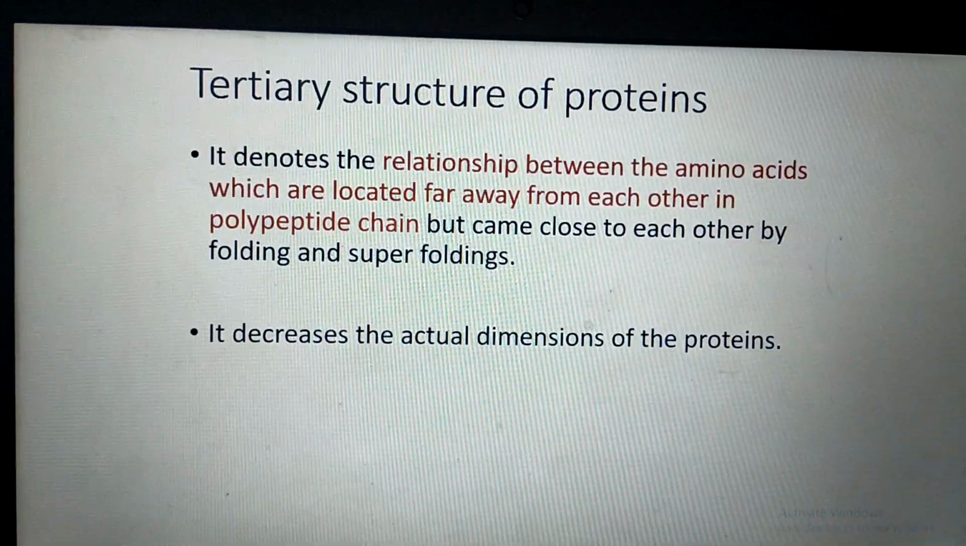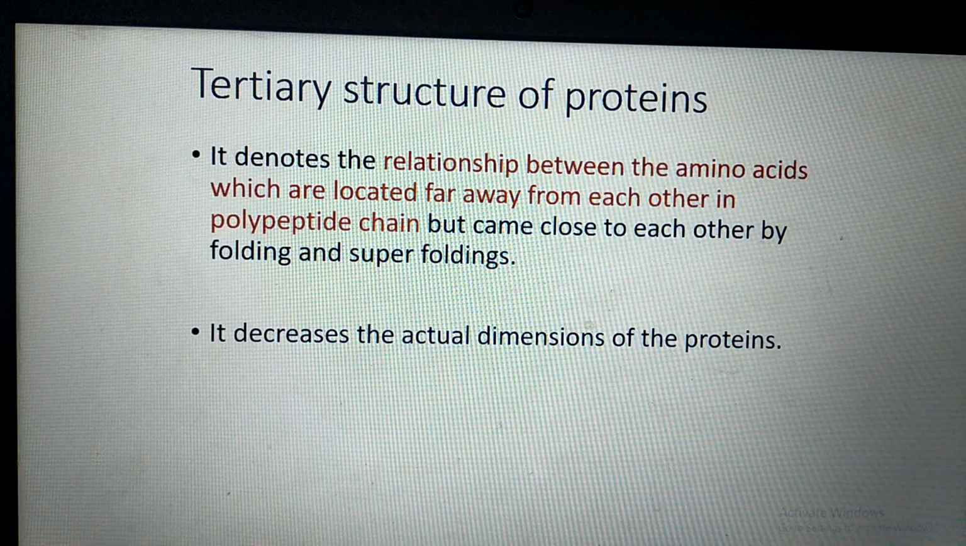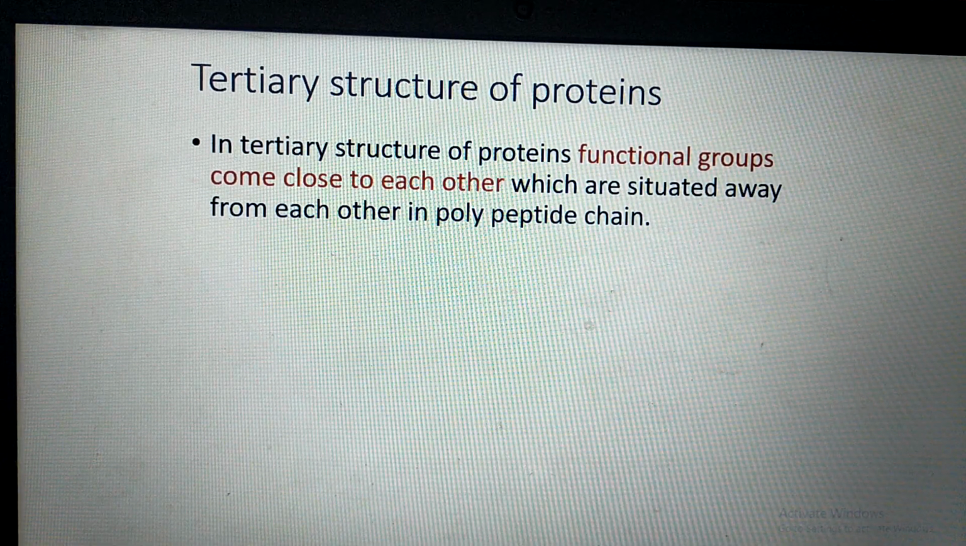Now by definition, tertiary structure of protein denotes a steric relation between the amino acids which are located far away from each other in a polypeptide chain but come close to each other by folding and superfolding. So in tertiary structure, amino acids which are far away from each other may come close to each other. It decreases the actual dimension of proteins. In tertiary structure, functional groups which are situated away from each other in a polypeptide chain come close to each other.